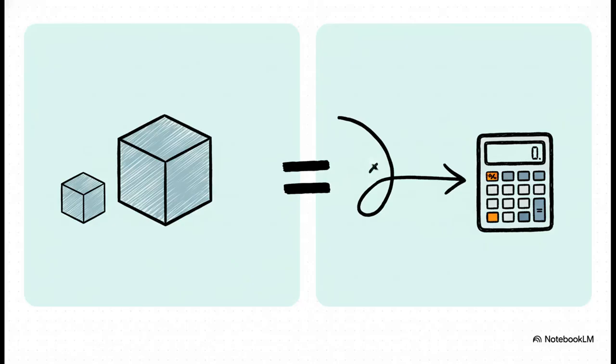Now, you're going to see scale factors written in a couple of ways. Sometimes it's a ratio, like 1 to 50, which just means 1 unit on the drawing equals 50 of those same units in real life, or you might see it as a decimal, like 0.02. And here's the thing. They mean the exact same thing. 1 divided by 50 is 0.02. It's just two different ways of saying the same thing.